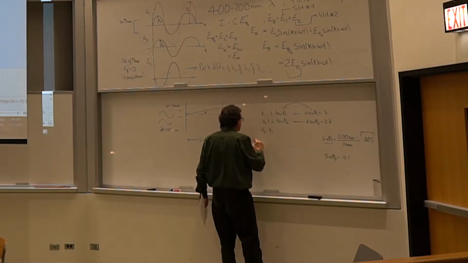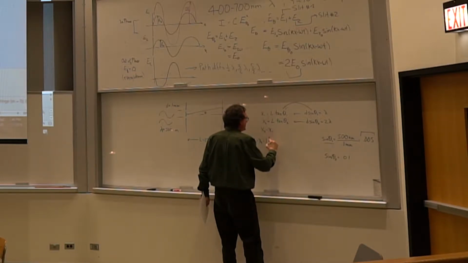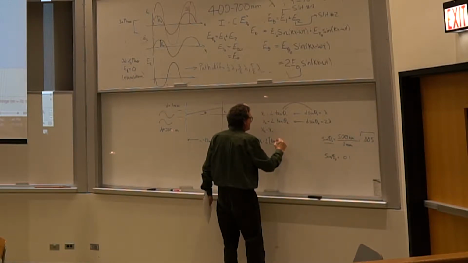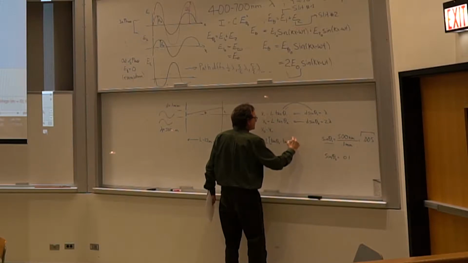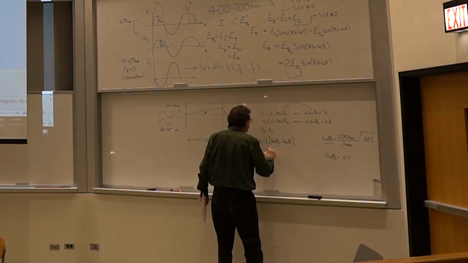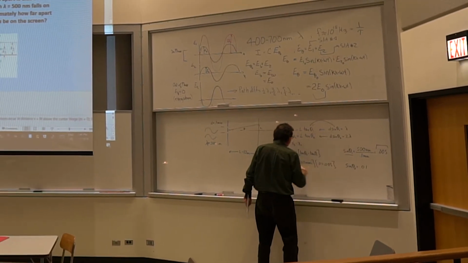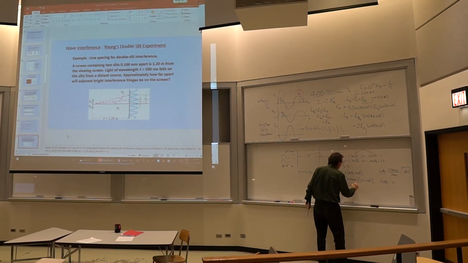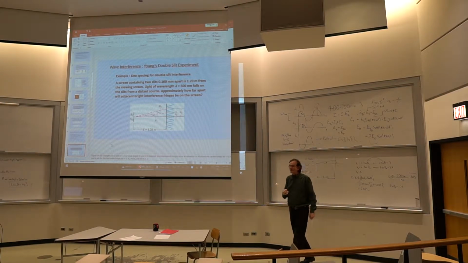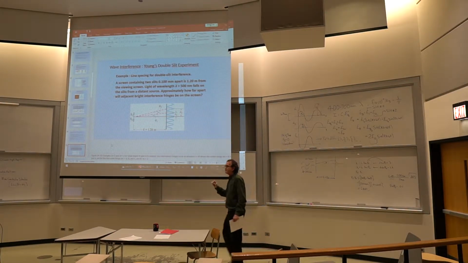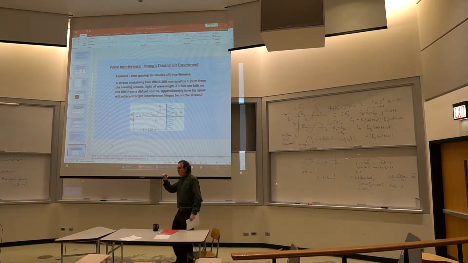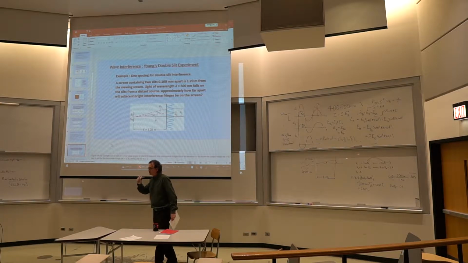So x2 minus x1 is equal to L times tangent theta 2 minus tangent theta 1, which is sine theta 2 minus sine theta 1. So this becomes equal to 1200 millimeters times 0.01 minus 0.005. And that number turns out to be 6 millimeters. So the distance between the first two maxima of the fringes, the bright points on the distant screen, is in this case 6 millimeters.